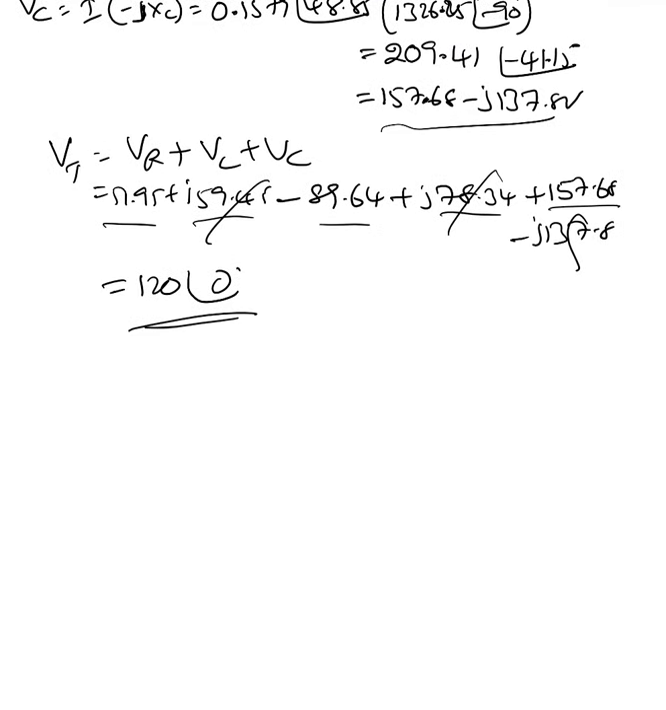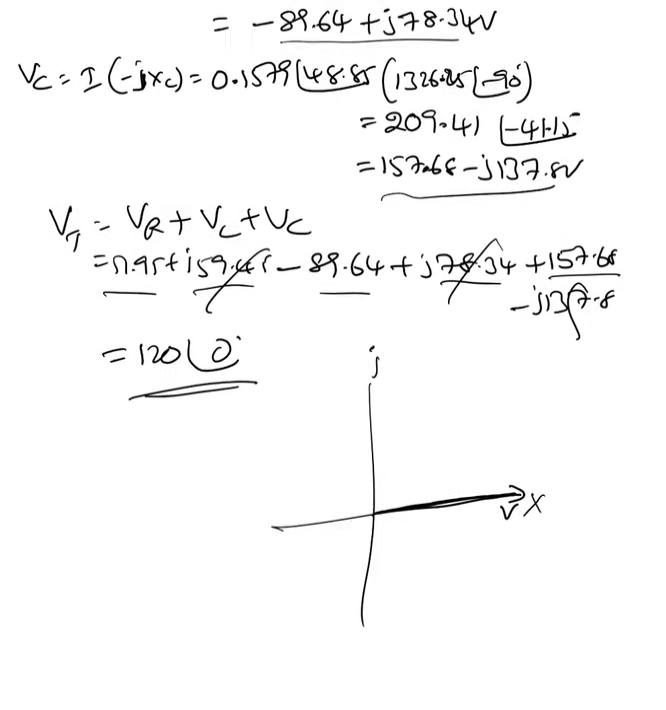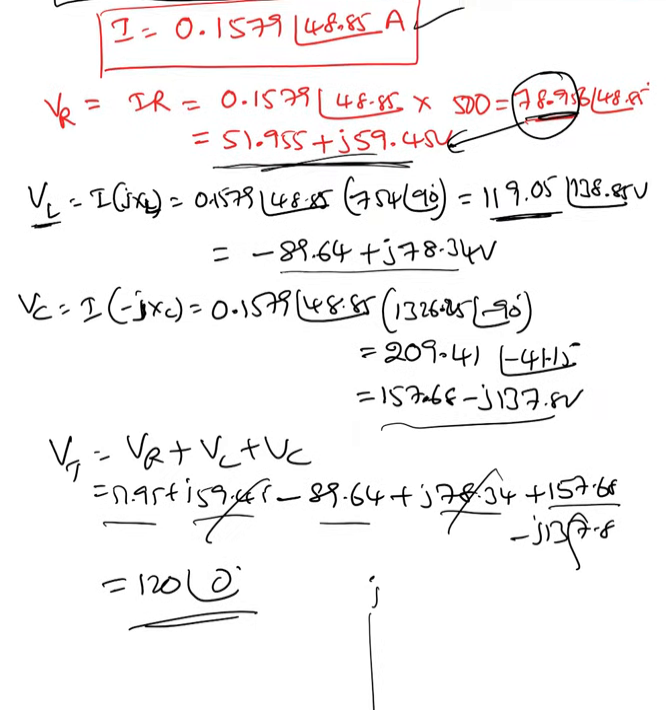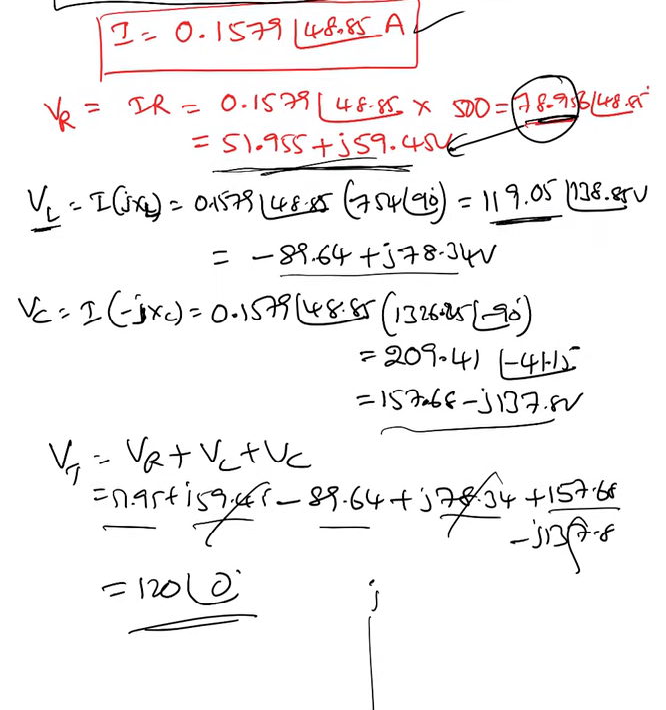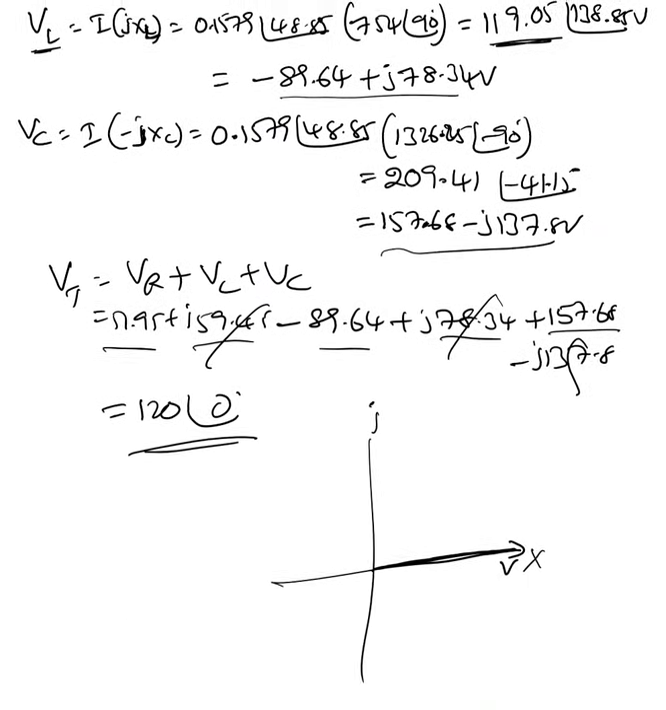In a vector diagram, we always take the voltage V as the reference. So here is the coordinate system, the x-axis and y-axis. We also call the y-axis the imaginary axis. The given voltage V of 120 volts is right there. Now I equals 0.1579 at an angle of 48.85, so I is going to be somewhere here, at an angle of 48.85.